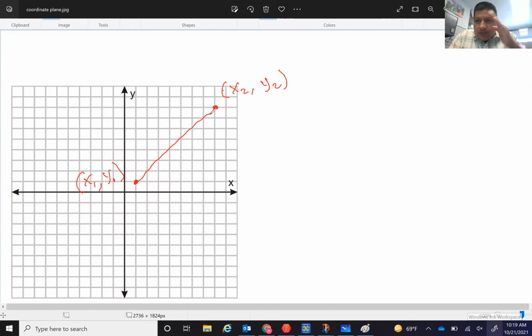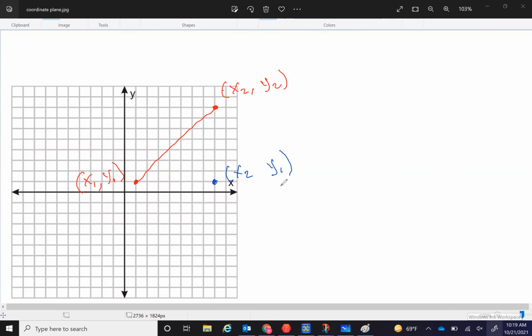Now, if it was just horizontal or vertical, that would be pretty simple because I could count the squares. But on this one, we don't have that. However, there's a thing I'm going to be doing. Let me draw this point. It's at the same height, so on the same y level as the first point, but it has the same x value as the second point. The coordinates of this point are x2, y1. x2 because it has the same x as my second point, and y1 because it has the same y as my first point.